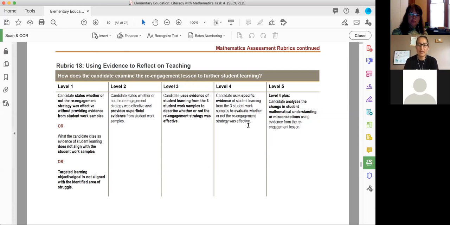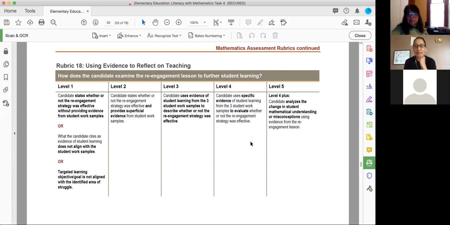Level 4 says the candidate uses specific evidence of student learning from the 3 student work samples to evaluate whether or not the re-engagement strategy was effective. So that's what I was saying. You want to say at a level 3 that it was effective or not, right? Level 4 is that explanation of why, both ways, whether it was effective or whether it wasn't. You want to evaluate and describe why that was, and that will bump you up to level 4. That plus this other stuff here in level 5 will get you to a 5.